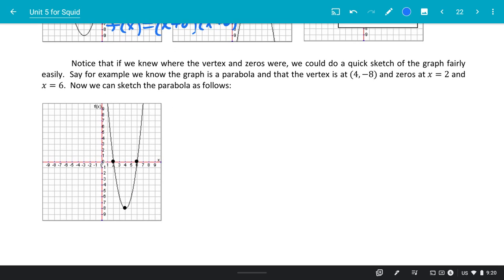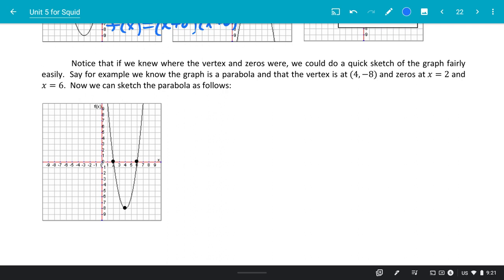Notice that if we knew where the vertex and the zeros were, we could do a quick sketch of the graph fairly easily. Say, for example, we know that the graph is a parabola. How would we know that the graph's a parabola in the first place? How in the world are we going to know an equation is going to give me a graph that's a parabola? At this point, every hand goes up, because everybody knows that if it's a function to the second degree, it's a quadratic function, right? And every quadratic function has a graph that is a parabola.